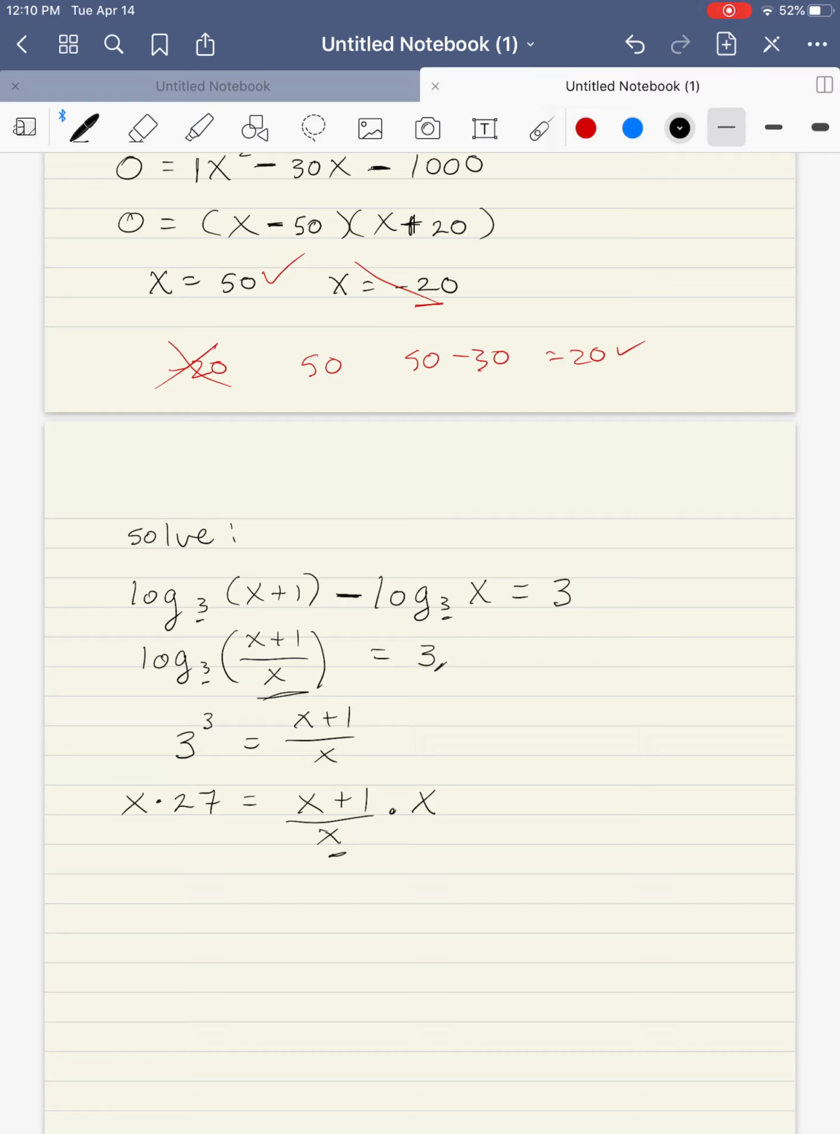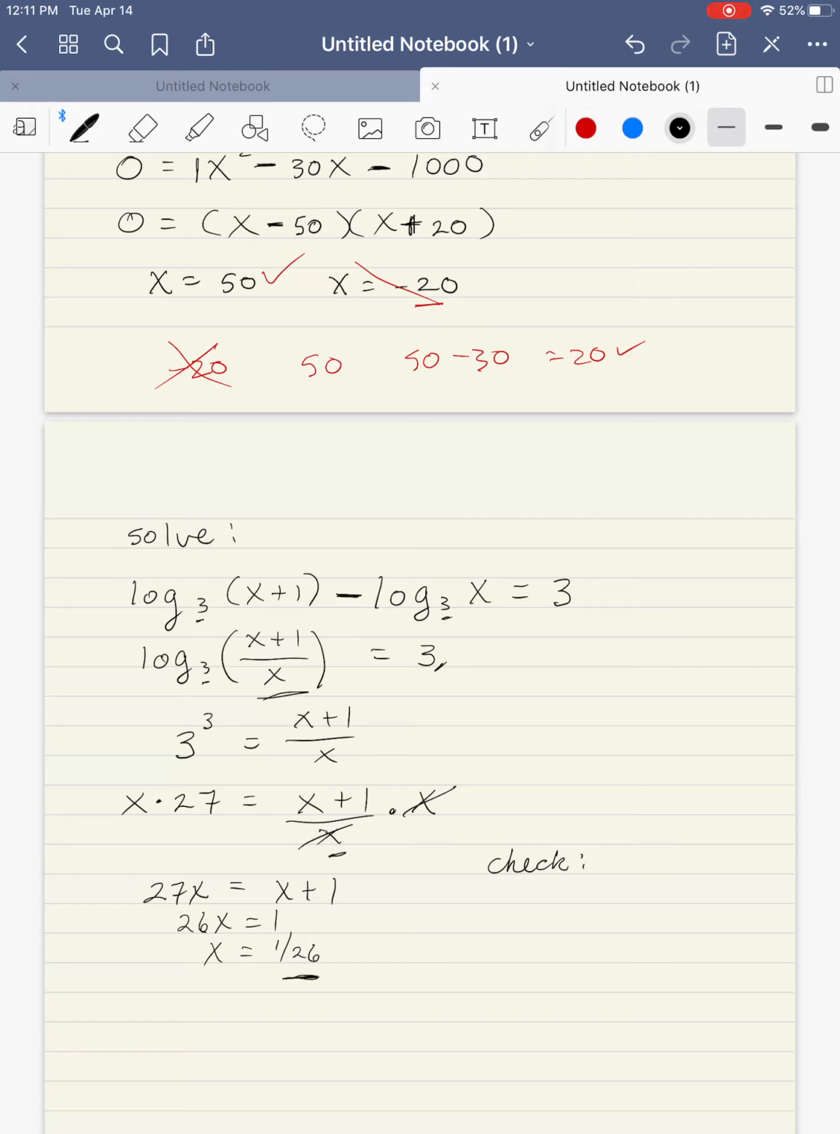Our LCM here is just x, so we're going to multiply by x on both sides. That will cancel the x, and we'll be left with 27x equals x plus 1. Oh, and I said this was going to be a quadratic, but it is not because we canceled the x. So we can just use linear methods, and we have 26x equals 1, x equals 1 over 26.